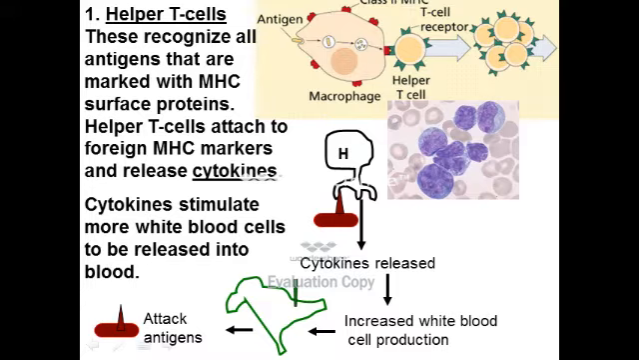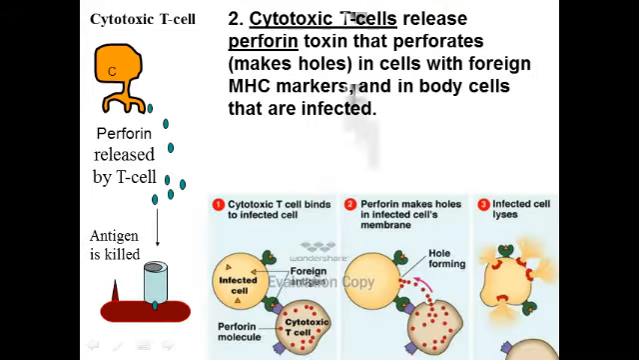Helper T cells are going to attach to all antigens that have that foreign MHC marker. And when they attach, the helper T is going to release cytokines. And cytokines are a stimulant. It causes the body to produce massive amounts of white blood cells, because we need these warriors now. We're under attack. And that's why patients that come to the ER, if they have an elevated white blood cell count, we know they're fighting an infection. And we know the helper T's are doing their job.